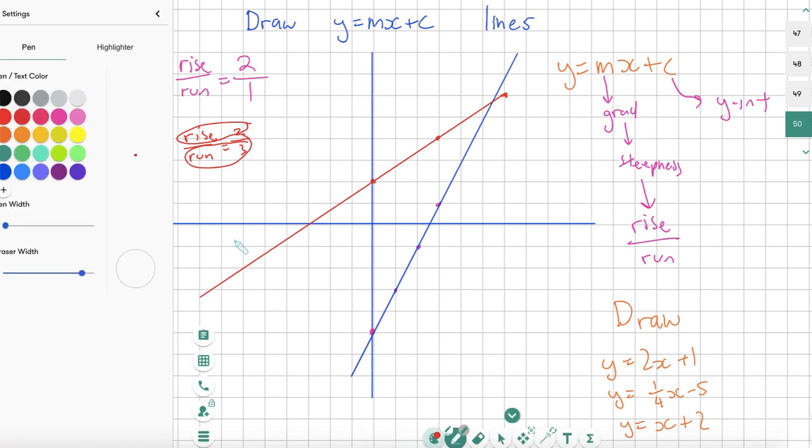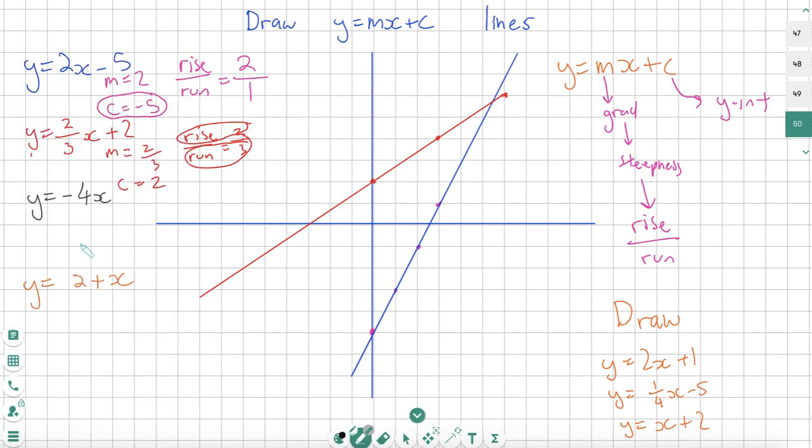Next one. Y equals negative 4x. Well, this line's pretty much written in y equals mx plus c format because it's y equals negative 4x. So we have our m value, but there's no y-intercept. So let's make some notes. So that gradient is negative 4, but there's no y-intercept. So if there's no y-intercept, we assume the y-intercept is 0. So our line crosses the y-axis at 0, and our gradient is minus 4.